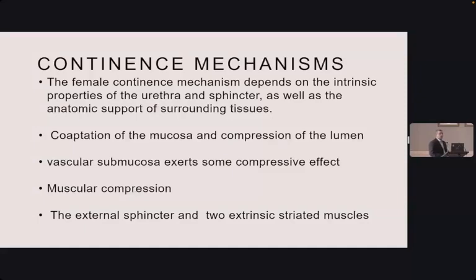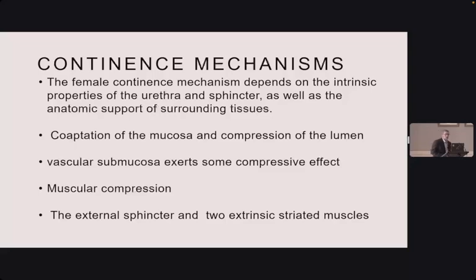As we know, the mucosa has many folds in it, and it is thought that these mucosal secretions increase surface tension and thereby allow the urethra to seal. Under the mucosa, there is a very vascular submucosa layer, and that also exerts some compressive effects on the mucosa. These actually have estrogen receptors, and a lack of estrogen may therefore contribute to stress urinary incontinence through decreased vascularity in this area.